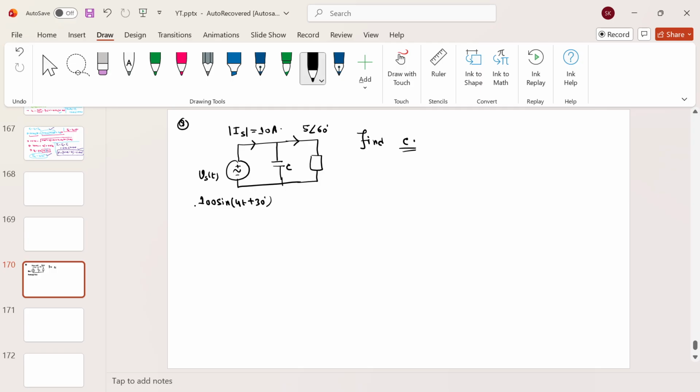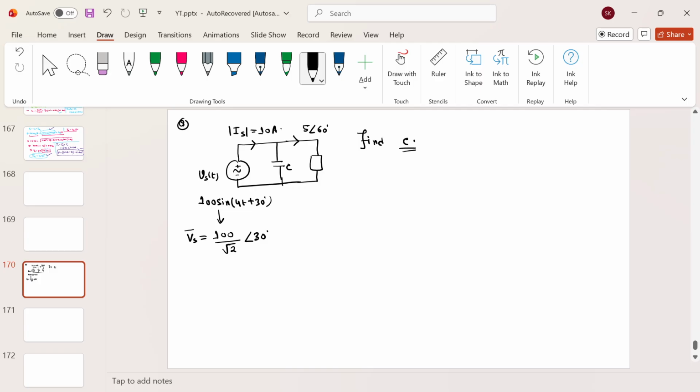So let me convert this source voltage into the phasor domain. I am considering the RMS value. So Vs is simply 100 by root 2 at an angle of 30 degrees, and this is the source voltage in phasor notation. How do we find the capacitance value C?